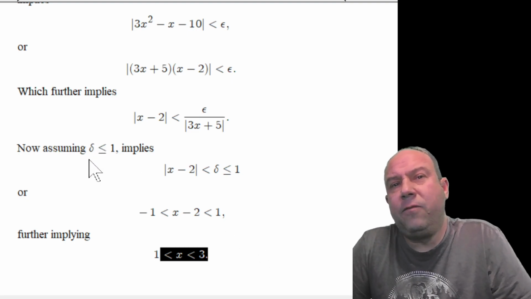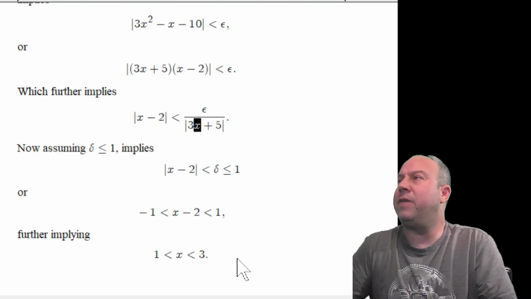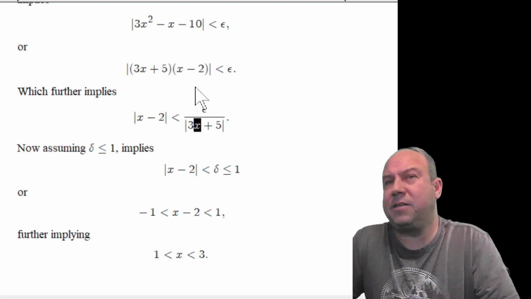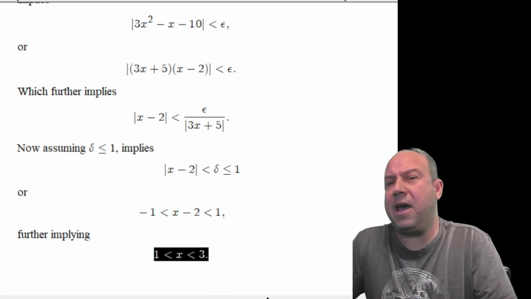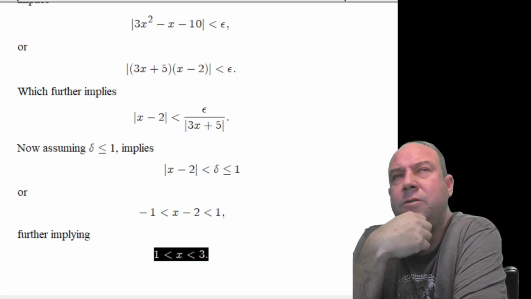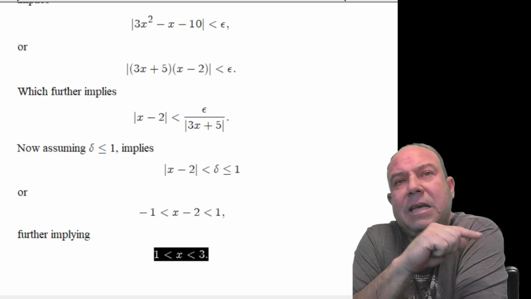Right? If we make this assumption about delta, we can make this assumption about that value of x, the independent variable of our function. The same x that we see here or here or here, right? We can say that that x must be somewhere between 1 and 3 if delta is chosen to be less than or equal to 1.